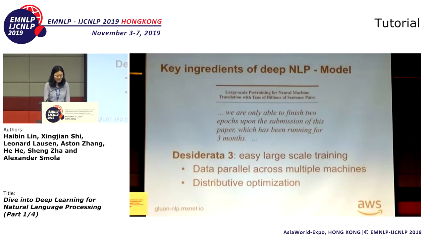And here is one extreme example. In one paper submitted to ICLR this year, titled Large-Scale Pre-training for Neural Machine Translation, they explicitly mentioned in the paper that they could only finish two epochs upon submission, which had already been running for 3 months. Of course, this is a very extreme example, but it demonstrates how the requirements for large-scale compute are already limiting the type of research we can do. So the third desired feature for a good deep learning framework is to handle large-scale training, such as easy data or model parallelism across multiple GPU machines, and also distributed optimization. We'll also touch upon that a little bit in the afternoon.